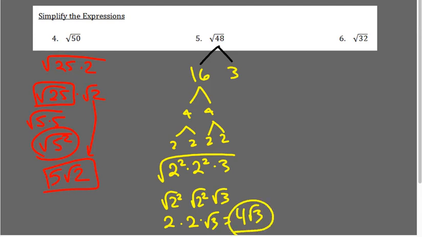But as you get more comfortable with this, you can recognize that, hey, 16 is a perfect square. I can take the square root of 16, that's going to give me 4. So my answer is going to be just 4 square root of 3.